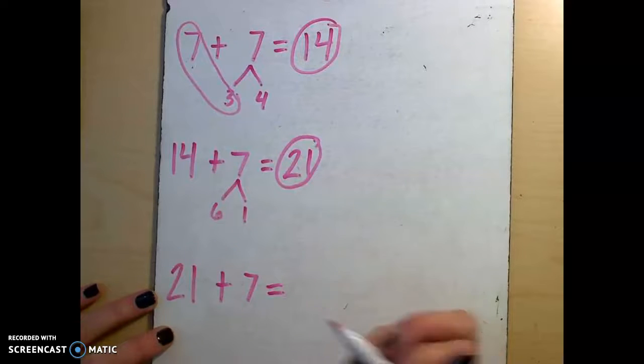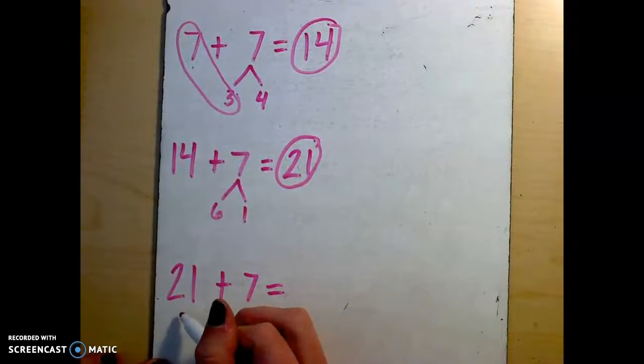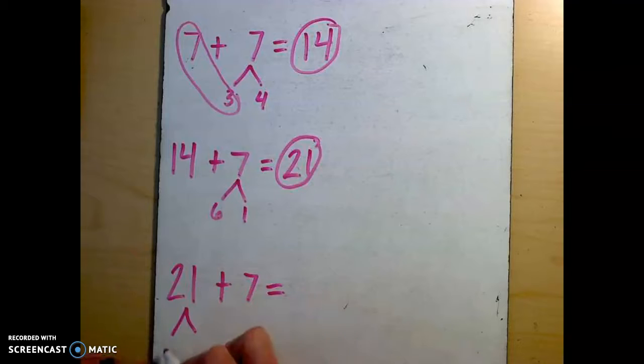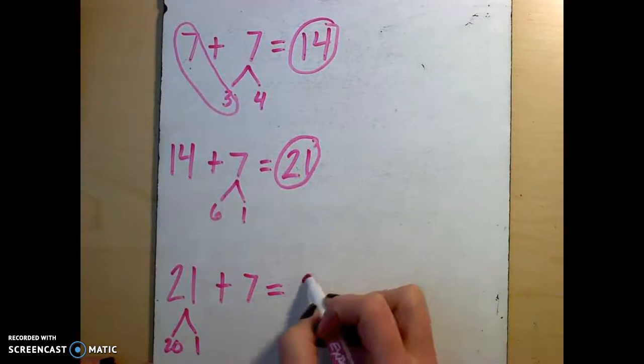How do I break it apart? I will break apart my 21. I'll break it into 20 and 1, which gives me 7 plus 20 is 27, plus 1 more, 28.